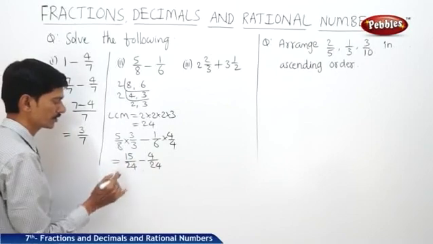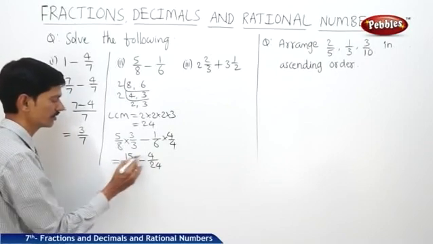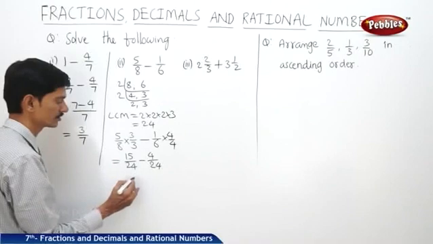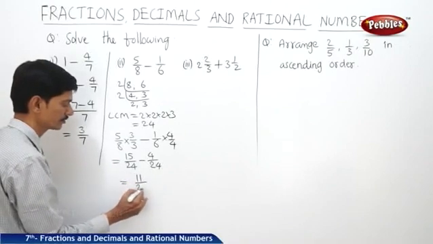Now these two are like fractions. Now we can subtract the numerators. So 15 minus 4 is 11 divided by 24.